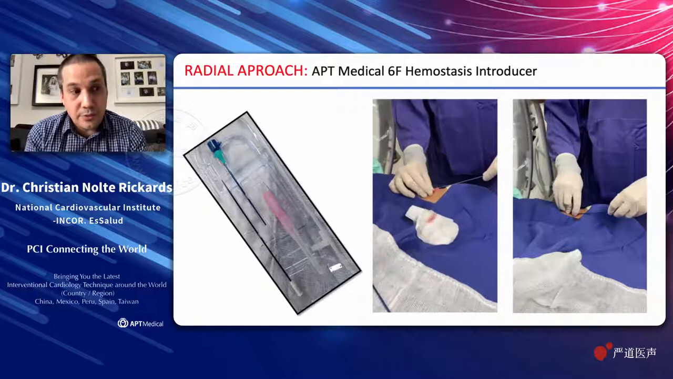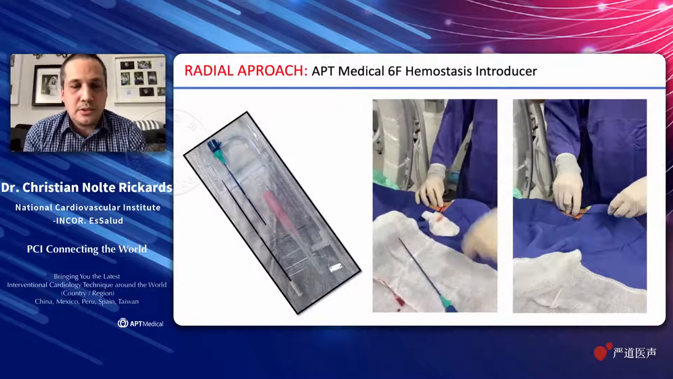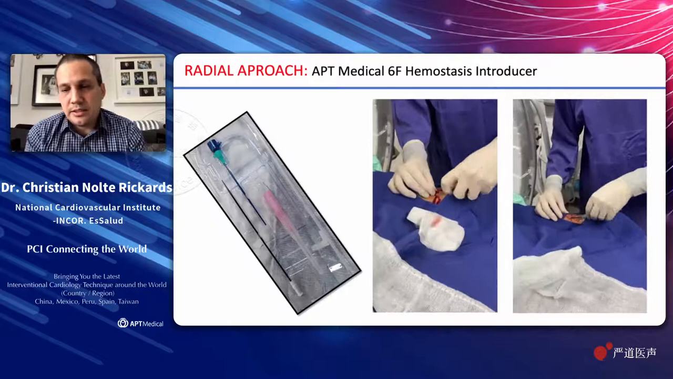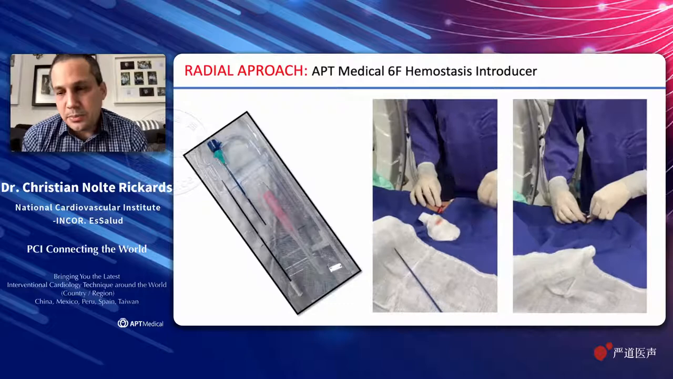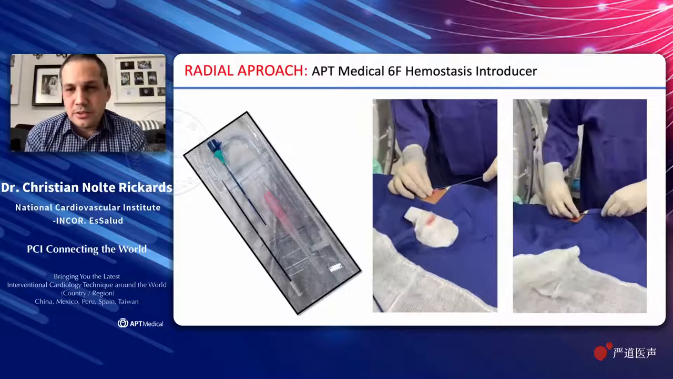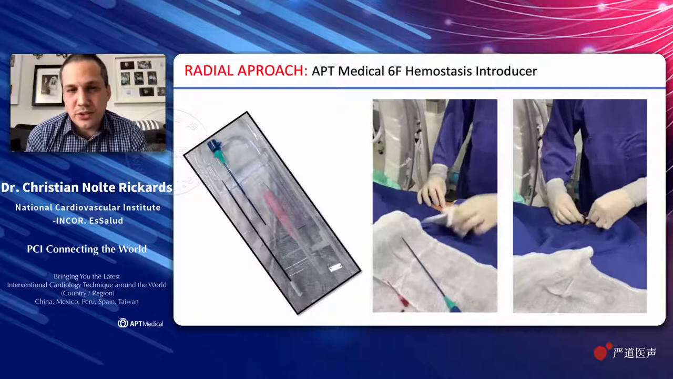And we used the APT Medical 6 French introducer, which as you can see, comes with that guide wire, which just goes in really smooth. And the introducer itself is really hydrophilic. It has this braided structure and the shaft design that enhances the sheath pushability and improves the kinking resistance. Another characteristic of this introducer is that it has a really thin wall, which reduces the outer diameter. And this minimizes the vessel stress, reducing the risk of spasm of the artery.